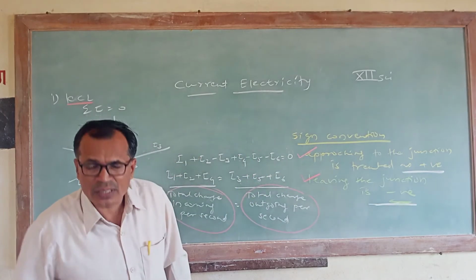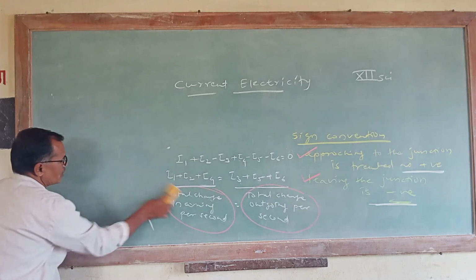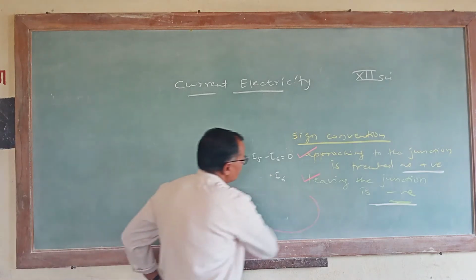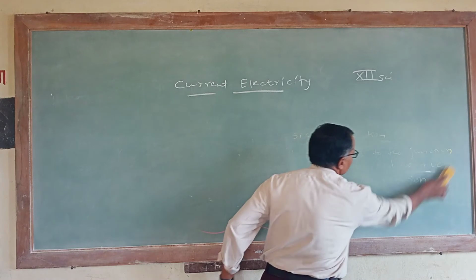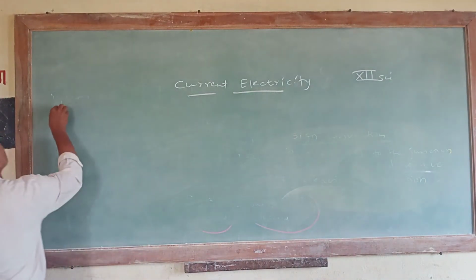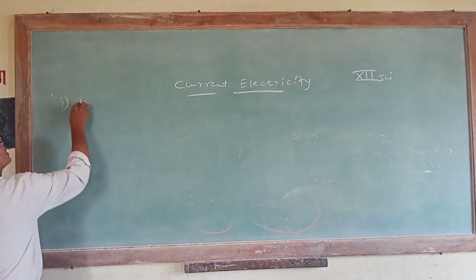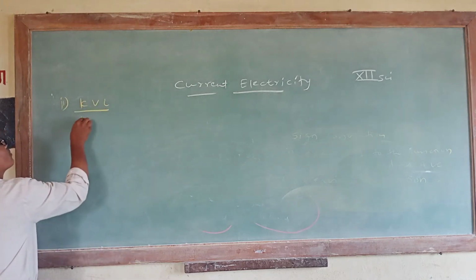Now we have to see more, that is Kirchhoff's second law. It is also called KVL. KVL means Kirchhoff's voltage law. Second law, it is called KVL.